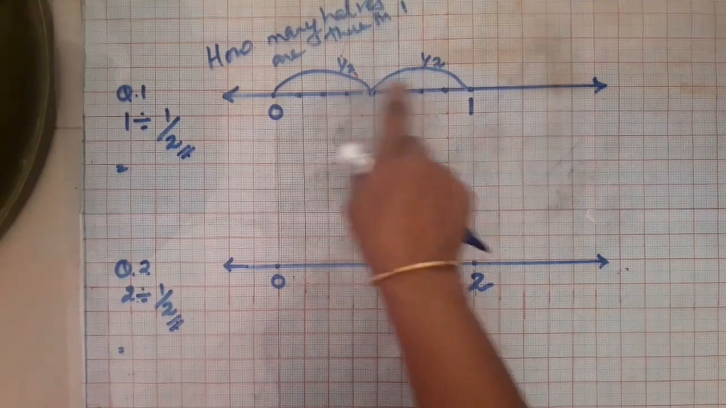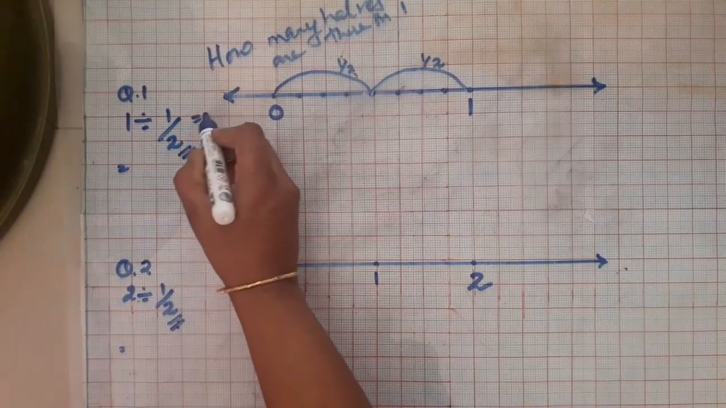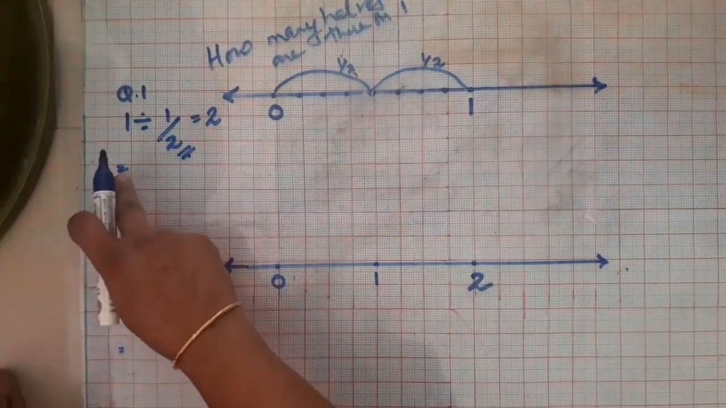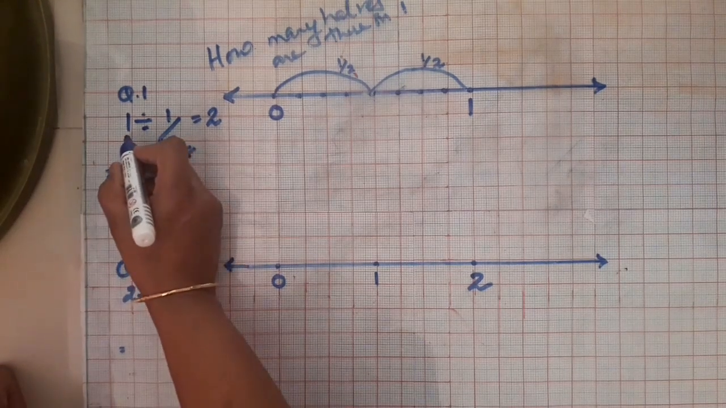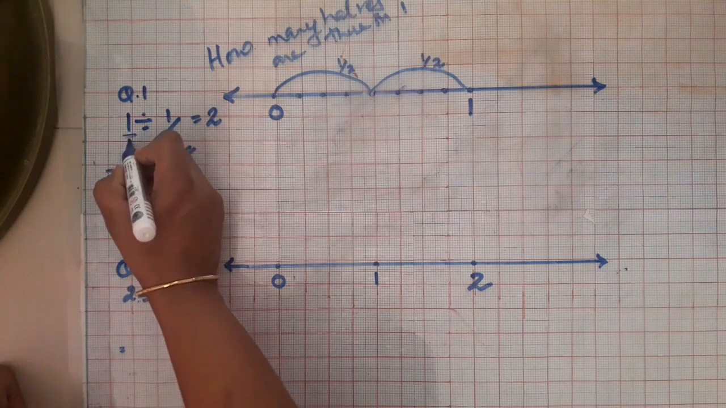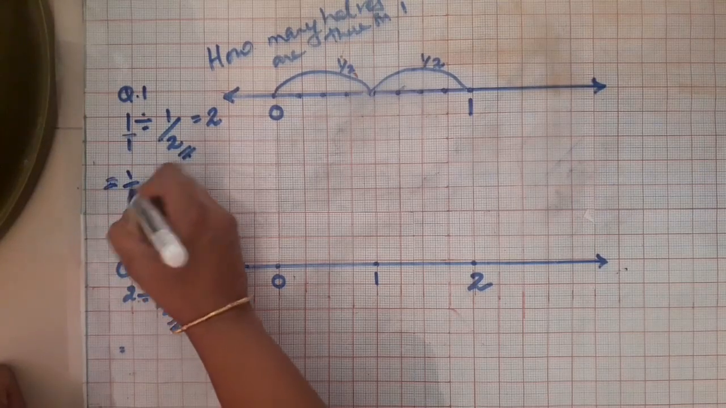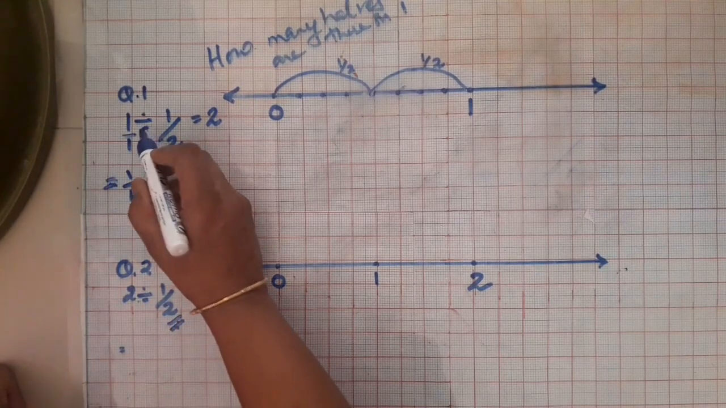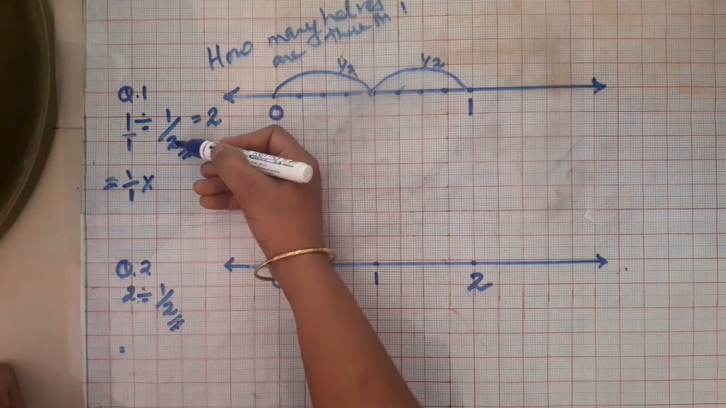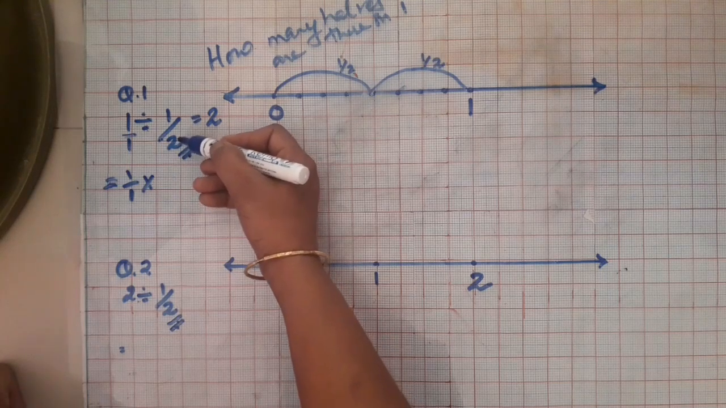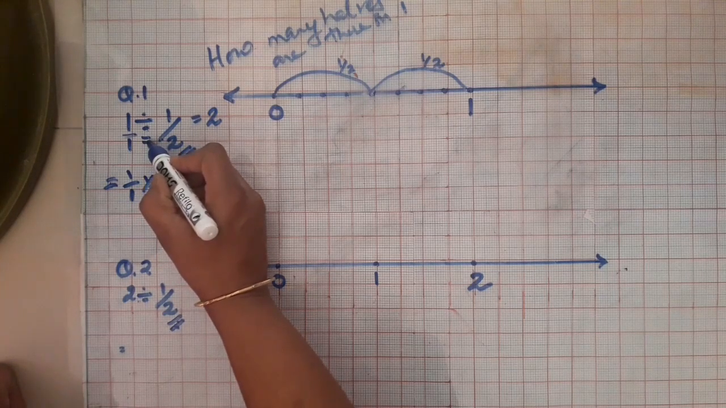So how many halves do I have in 1? That is 2 halves. So the answer is 2. Okay, here you can solve the question like this. If nothing is given in the denominator, you can write 1 in the denominator. So this will be 1 upon 1 and instead of division, write multiplication, and you have to write the reciprocal of the number given after the division sign.